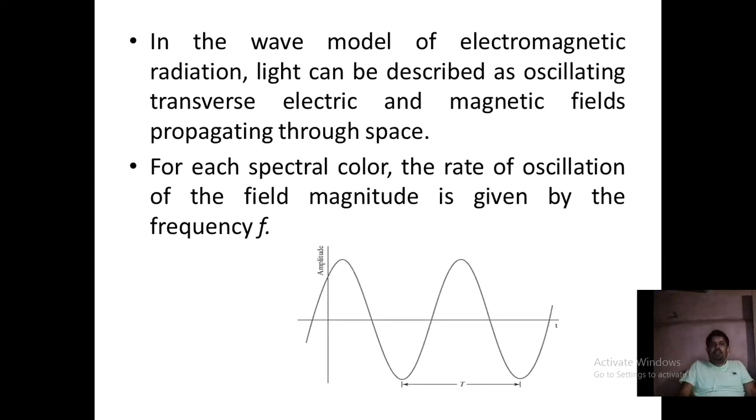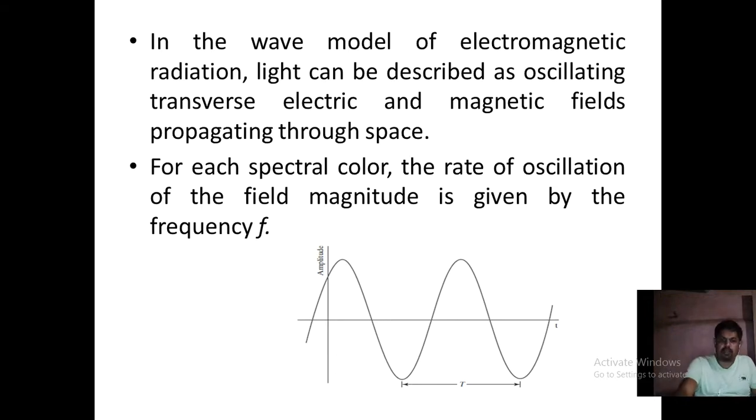Right. In the wave model of electromagnetic radiation, light can be described as oscillating transverse electric and magnetic fields propagating through space. For each spectral color, whatever color we are talking about, the rate of oscillation of the field magnitude is given by the frequency f.